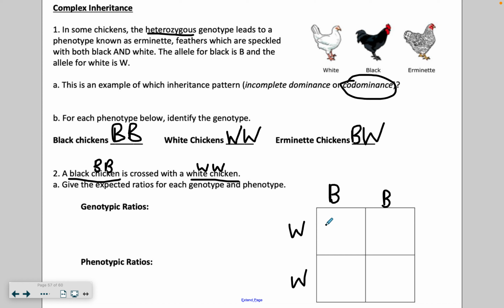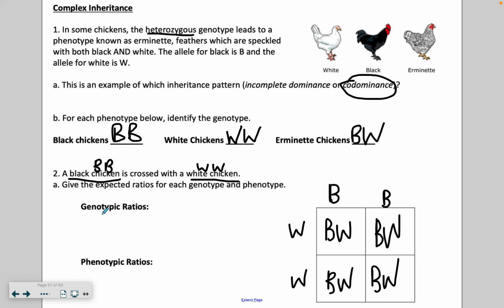Now we're going to fill in our Punnett square. Big B from the top, W from the side, in every box. Okay, a bunch of Border West chickens here.